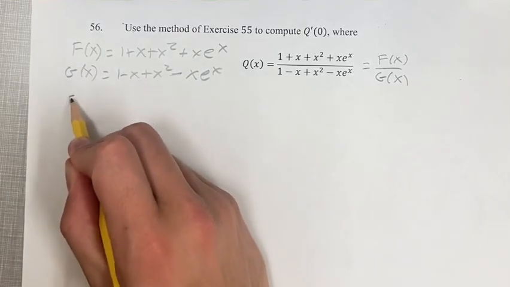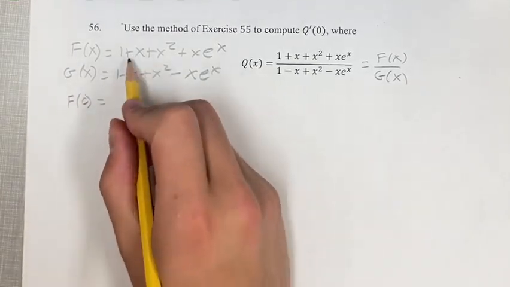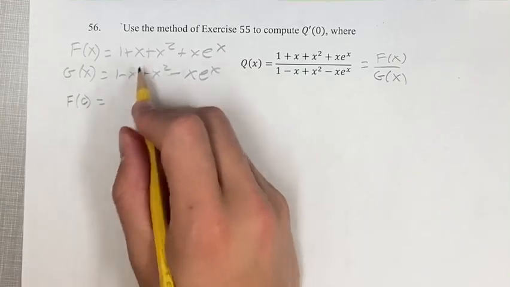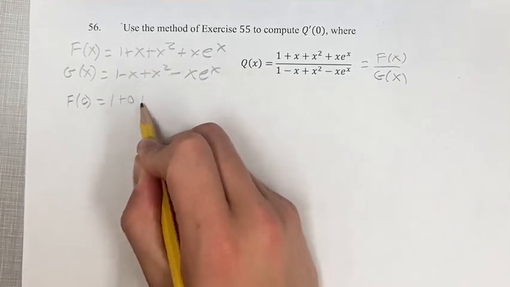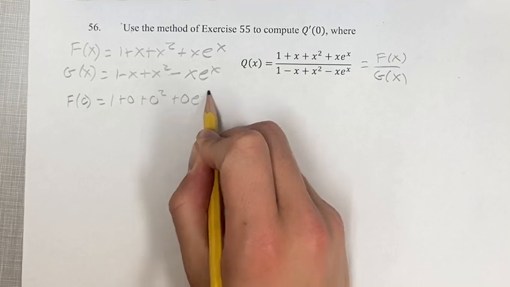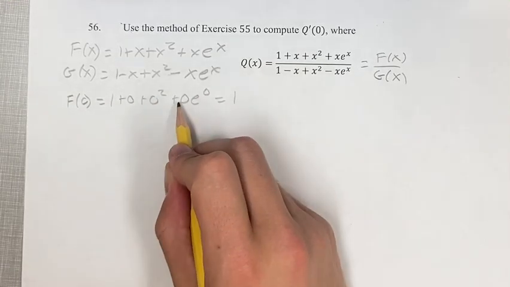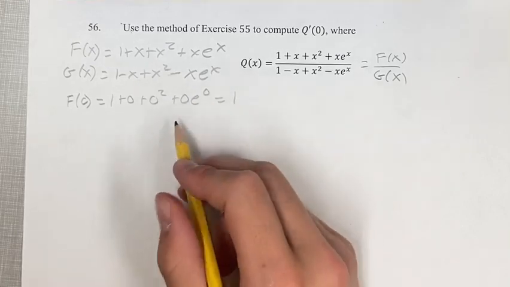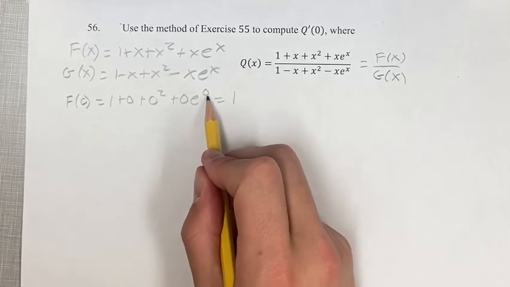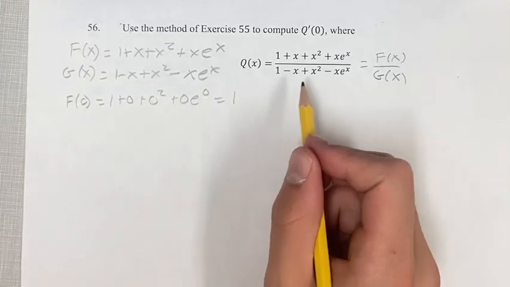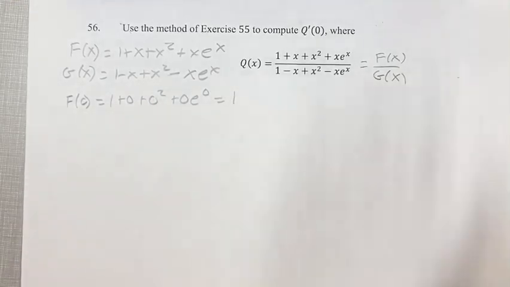But first of all, we're going to need f of 0, which, just plugging in 0 for x, we have 1 plus 0 plus 0 squared plus 0 times e to the 0. E to the 0 is 1, so this is 0 times 1, which is just 0. So this is really just 1 plus 0 plus 0 plus 0, whatever.